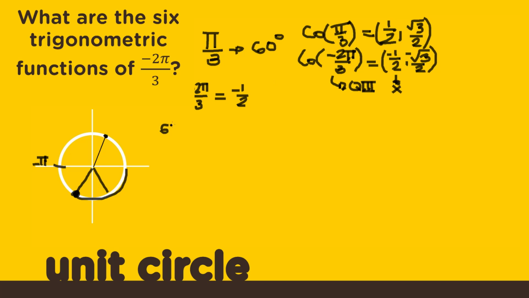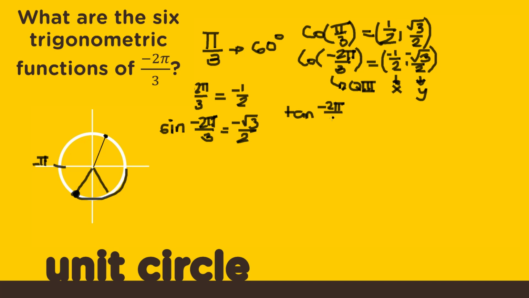The second easiest is actually the sine, which is the partner of cosine. And this is actually the value of the y here. So the sine of negative 2 pi over 3 is negative square root of 3 over 2. Now after that, we can now solve for tangent, because we already have our sine and cosine.